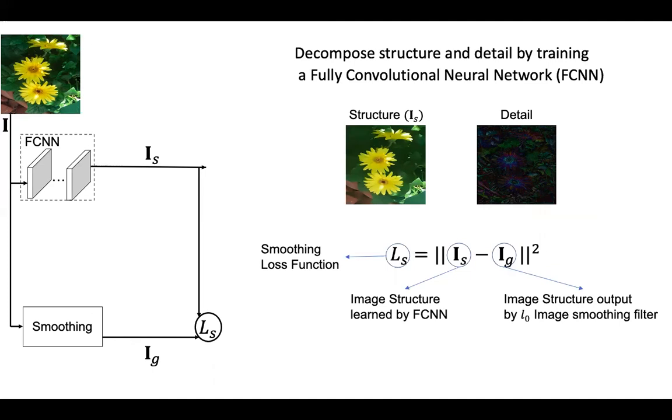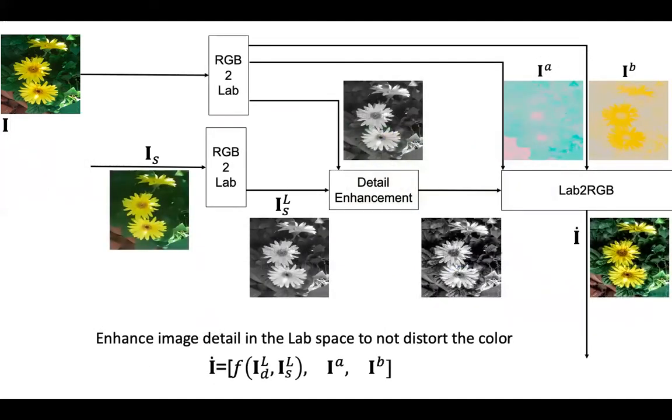LS measures the difference between the learned structure, IS, and the structure outputted by an L0 image smoothing filter. We then avoid changing the color of the input image and enhance only the L channel of the image details. To do this, we first convert the image from the RGB space to the LAB color space.